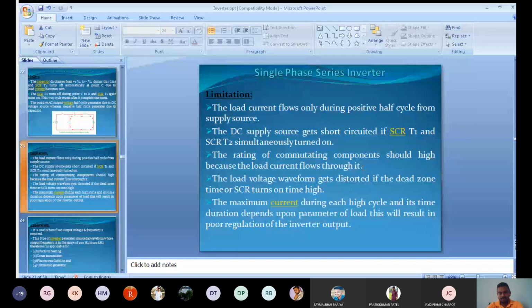The load voltage waveform gets distorted if the dead zone time or SCR turn on time is high. Okay, if SCR turn on time is high, we will get a distorted output voltage, that is ripples in the output voltage. The maximum current during each half cycle and its time duration depend upon the parameters of the load. This will result in poor regulation of the inverter output. So the regulation of output voltage is also poor if the maximum current during each cycle is high.